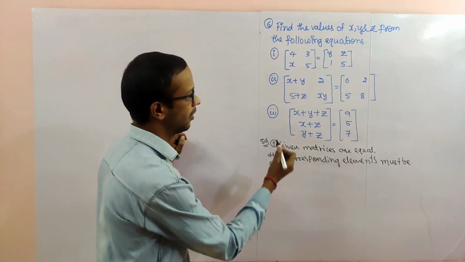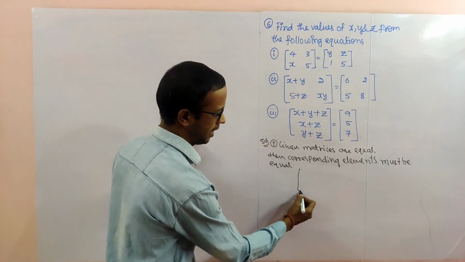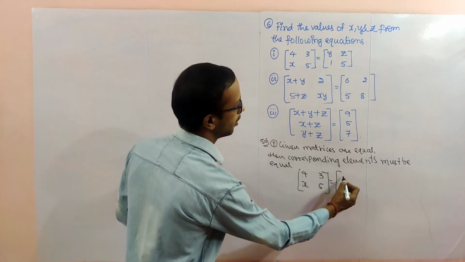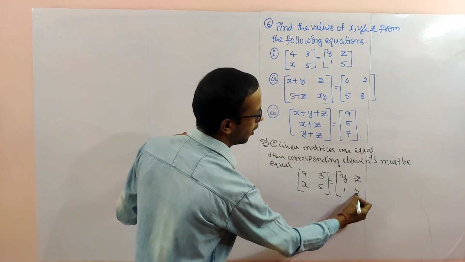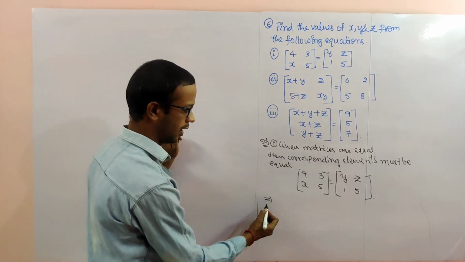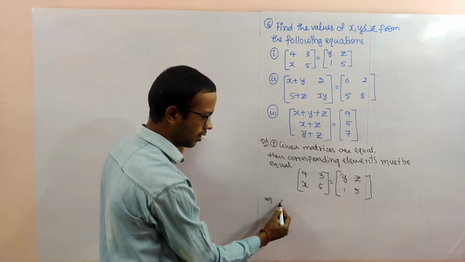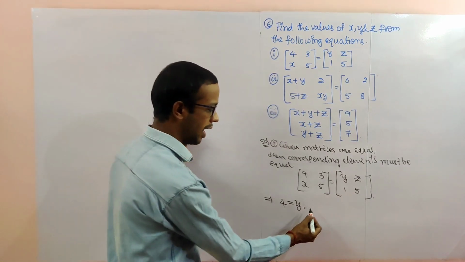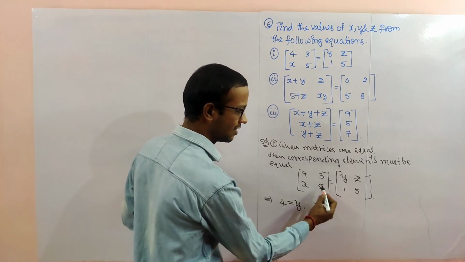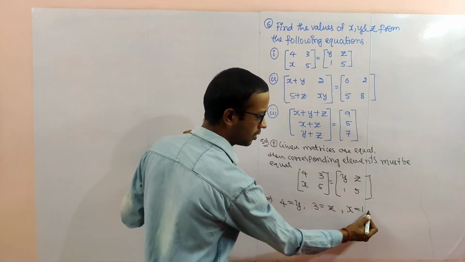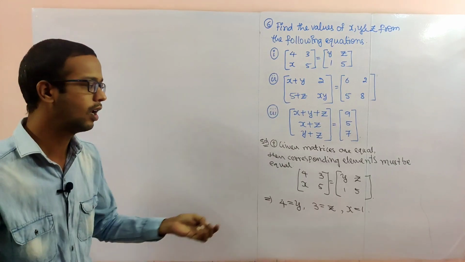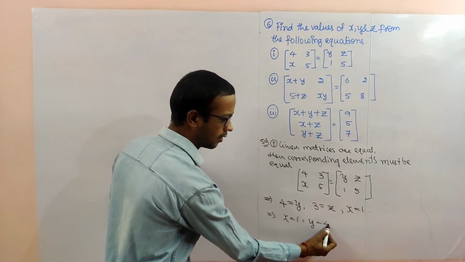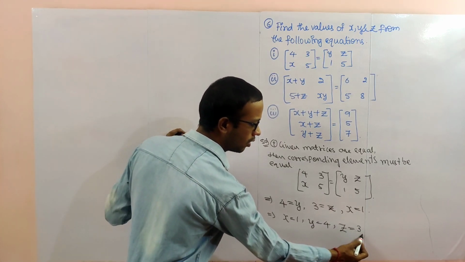So here by given, what we can write? I am writing here again the question: 4 3 x 5, next one y z 1 5. So compare just here. 4 is equal to what you will get? 4 is equal to y. Why? Because corresponding elements are equal. Next, 3 is equal to z. Next, x is equal to 1. 5 is equal to 5, no need to write. So now I am rewriting this: x is equal to 1, y is equal to 4, z is equal to 3.